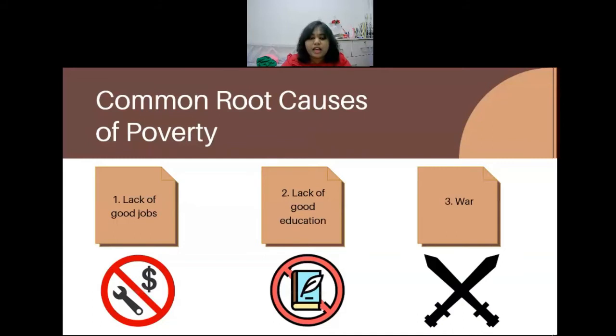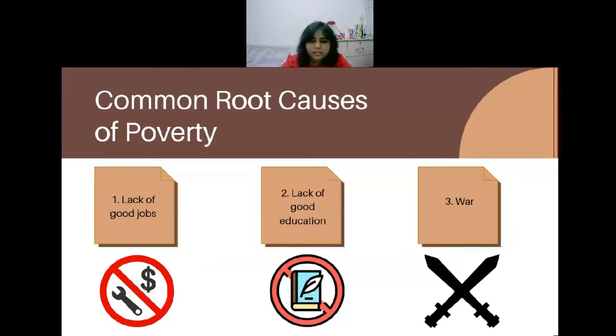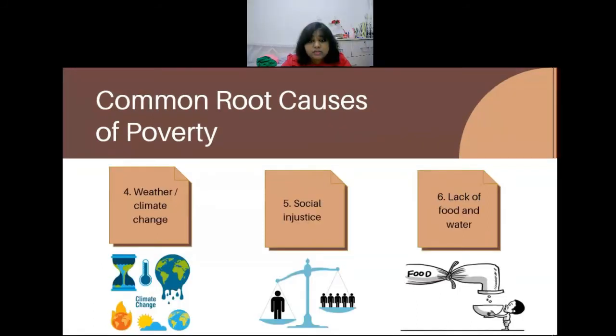It is also very common for women to become the primary breadwinners, and they have to deal with many barriers like the sexual violence and also discrimination. Next would be the fourth one.